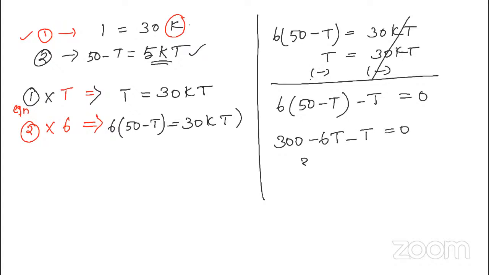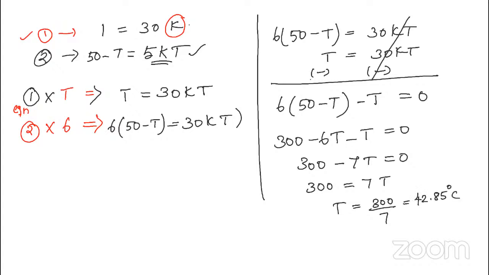So 300 minus 7T is equal to 0, and here 300 is equal to 7 into T, and T is equal to 300 by 7, which is equal to 42.85 degrees centigrade. So finally, we have found the answer, that is 42.85. Up to this clear? Yes, this is option B.